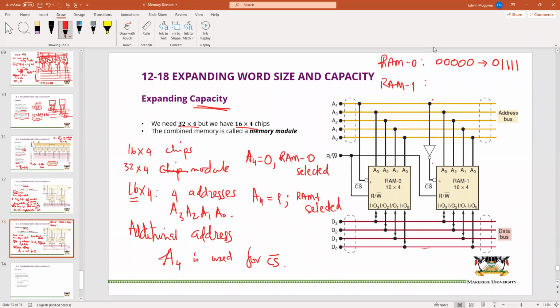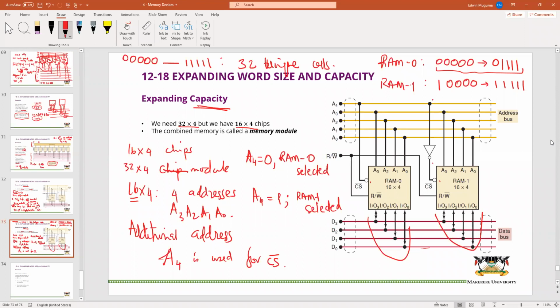Now, when RAM 1 is connected, that means A4 is 1, and these addresses A3 to A0 can range from 0000 up to 1111. Now, in the end, we have the whole thing ranging from 00000 to 11111, and that gives you 32 unique cells or addresses or registers. Okay, so for this range, we have data from that, and for that range, we have data from that. Now here I think this is very clear to you that we shouldn't use the chips simultaneously. One should be on or selected, and all the others should be off. That's how you expand the number of words.